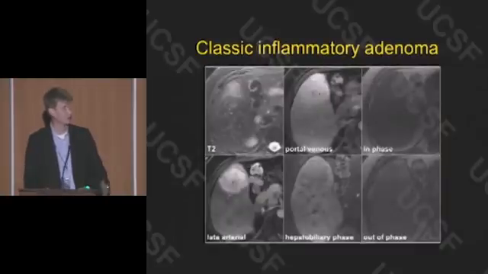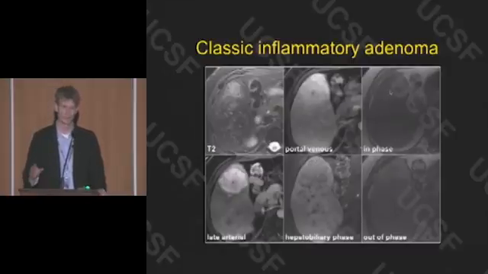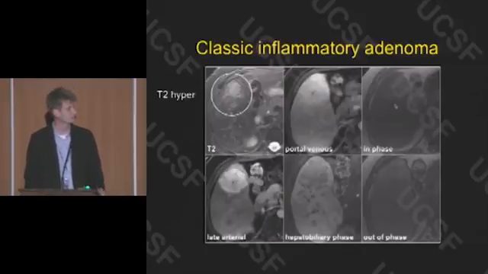So here is the classic inflammatory adenoma: very bright on T2, brisk arterial enhancement, hypointense in the hepatobiliary phase, does not contain fat. Classic inflammatory adenoma in a patient who does have a mild risk of malignancy. Okay.